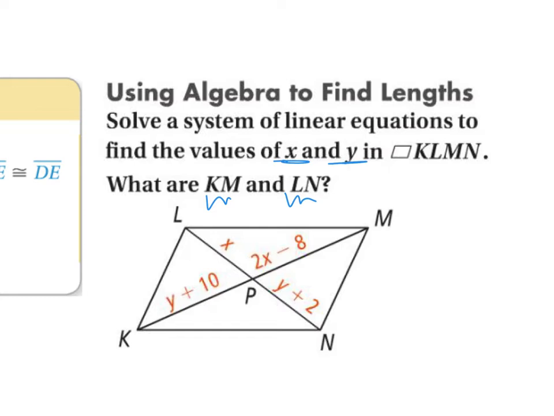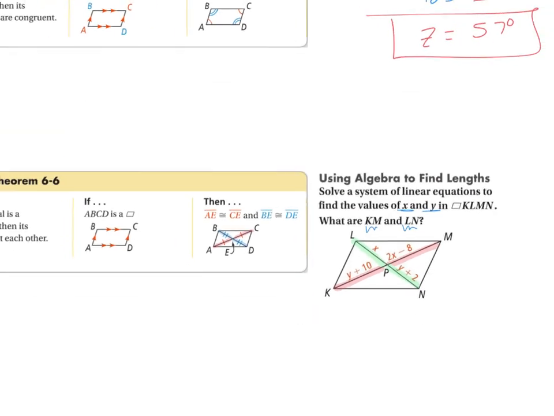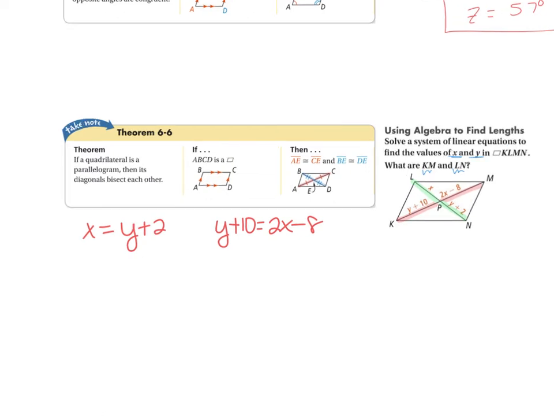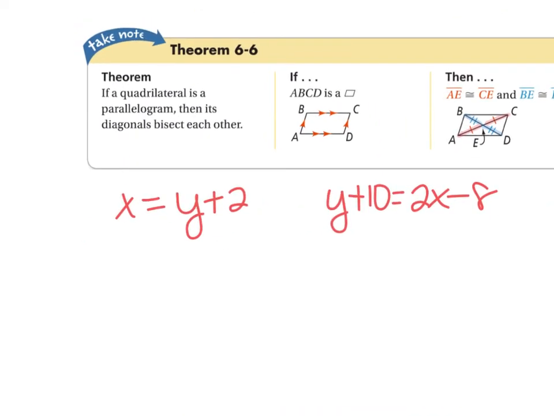So first, I'm just going to highlight again. So this and this, those are congruent, and this and this. So this is actually some Algebra 1 stuff, which is kind of cool. It's a system. So I'm going to write it out. Let's do the green ones first. So we have x is going to equal y plus 2. Okay, we know that's true. And then the other one, the red ones, are going to be y plus 10 equals 2x minus 8. Okay, so now we have two equations going on.